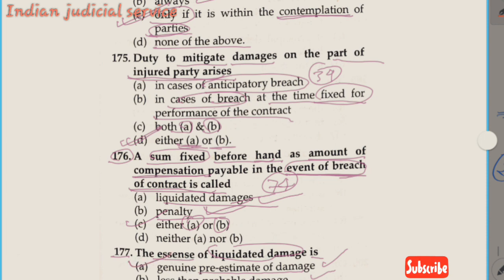The essence of liquidated damage is a genuine pre-estimate of damage, and thereafter it is followed by the less probable damage. So the answer here is option A.